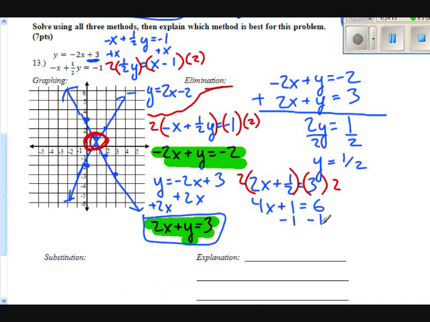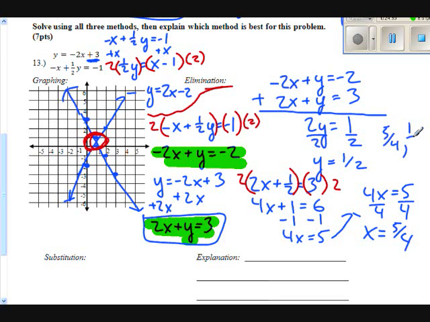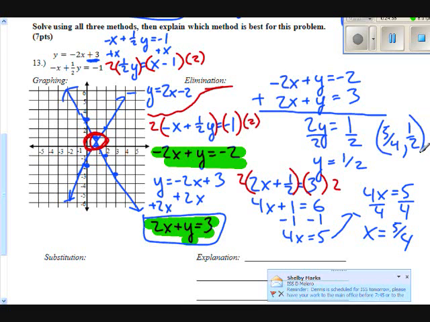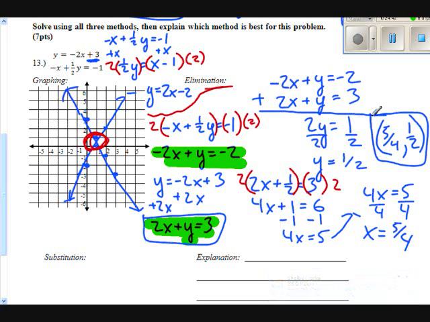I'll subtract the 1 from each side, so 4x equals 5. And then I've got to divide each side by the 4. And lo and behold, I get 5/4 again. Okay? So the ordered pair I got here was 5/4, comma, 1/2. Okay? And if I compare that to my graph, yeah, that looks like about where my graph is. 5/4 is like 1 1/4, and then up 1/2. So that's probably pretty close.